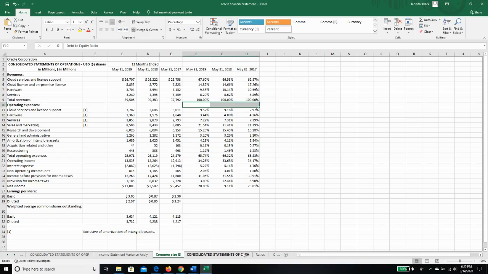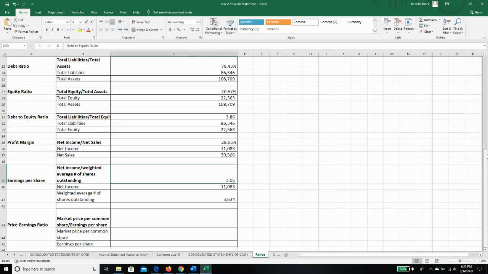Okay. Going back to our ratios, we're just going to do the last category. So those two are profitability. This one is market potential. This is the price to earnings ratio. And the price to earnings ratio, again, you can't look at it standalone, but it can give you an idea if your stock is overvalued or undervalued.